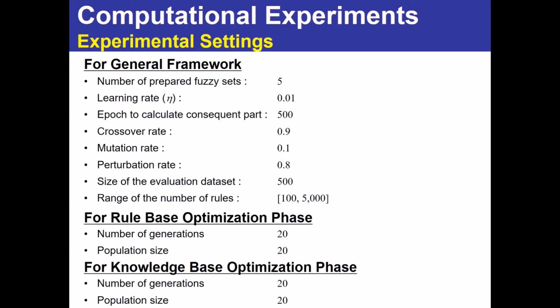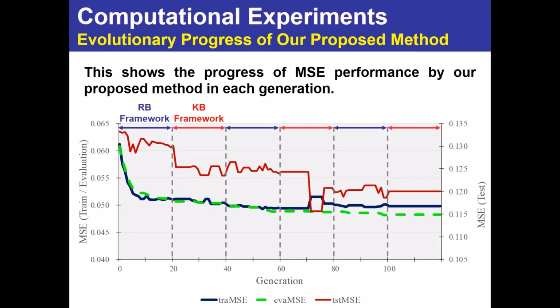I'd like to show our experimental results. These are the experimental settings. This shows the evolutionary progress of our proposed method. The green line represents the MSE value for the evaluation subset. This indicates that our proposed method is working well. The red line represents the MSE value for the test dataset. We can see that the generalization ability is improved.